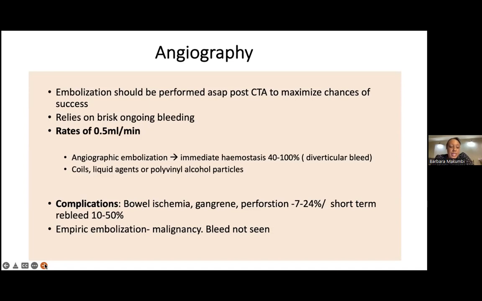They talk about empiric embolization, if a bleed can't be seen but it's a massive bleed, and they say in malignancy as well.